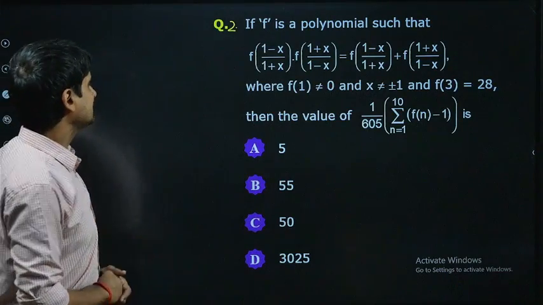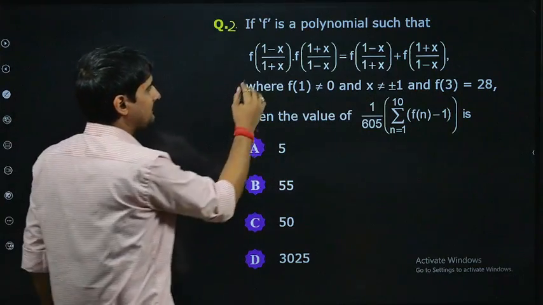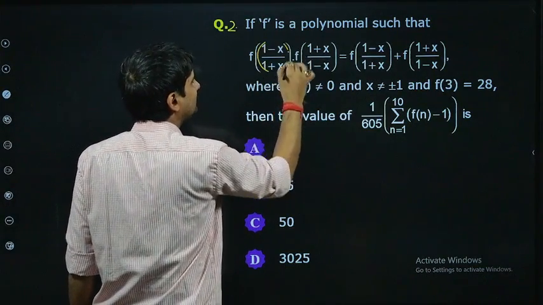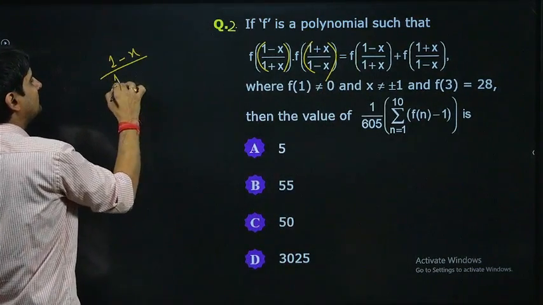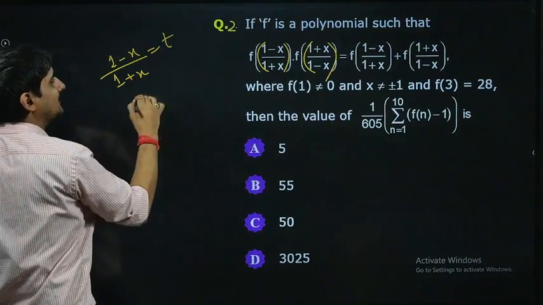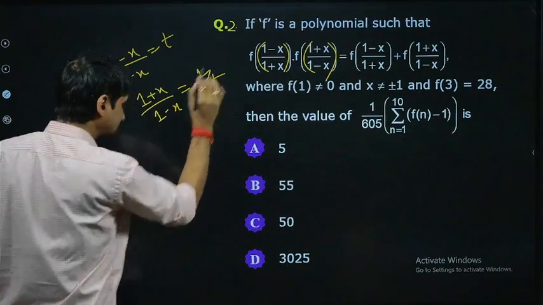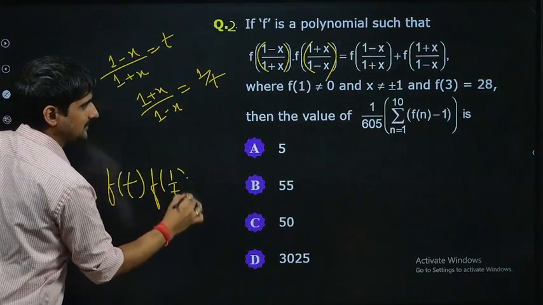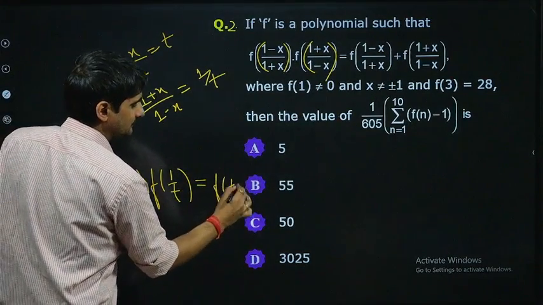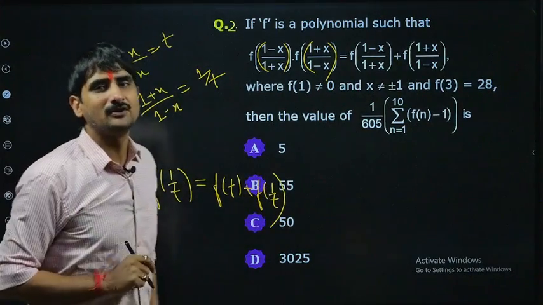Now moving to the second question, if f is a polynomial such that f of (1 minus x upon 1 plus x)... now look at this one and this one, how are they related? So if I say (1 minus x) upon (1 plus x) is t, then (1 plus x) upon (1 minus x) is of course 1 by t. The relation is f of t into f of 1 by t is equal to f of t plus f of 1 by t.